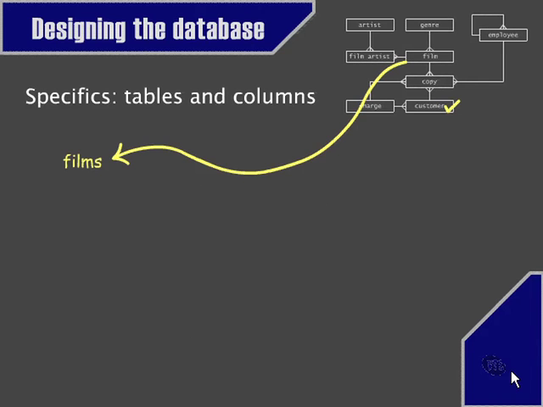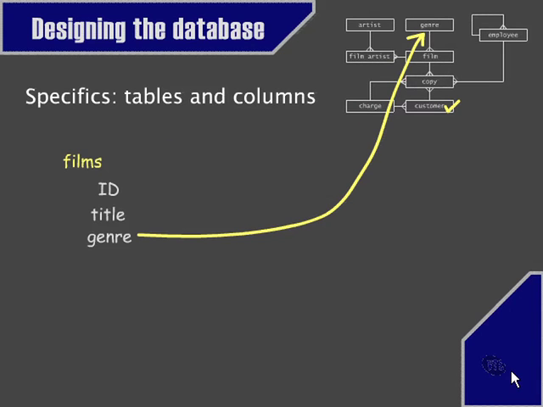Next we're going to look at the films table, and again we're going to have an ID which is going to be a primary key. We're going to have the title of the film, and we're going to include the film's genre, and this introduces the relationship between the films table and the genres table. So let's take a moment to draw up our genres table so we know what we're relating to here.